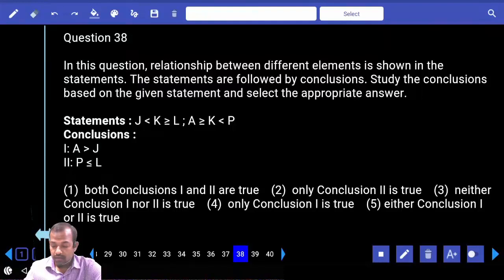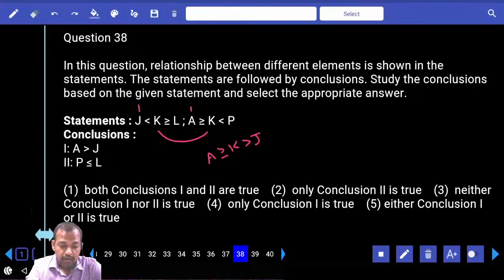Next one. A greater than J. So A is in the second statement and J is in the first statement. Now tell me, what is the common variable here? K. That means A greater than or equal to K and K greater than J. Now tell me, is A greater than J right or wrong here? Right. Next one. P less than or equal to L. So P is in the second statement and L is in the first statement. Now tell me, what is the common variable in first and second here? K is common here.